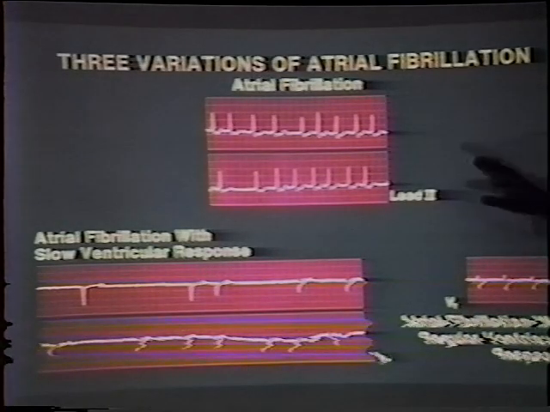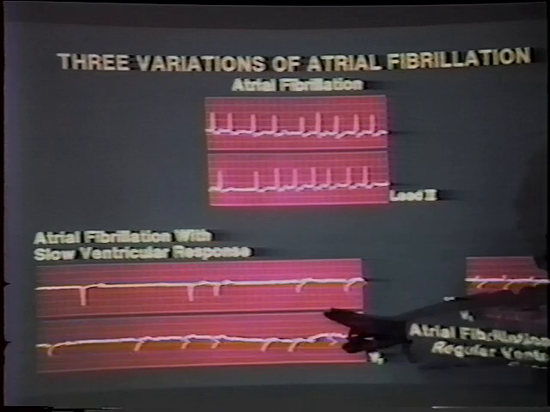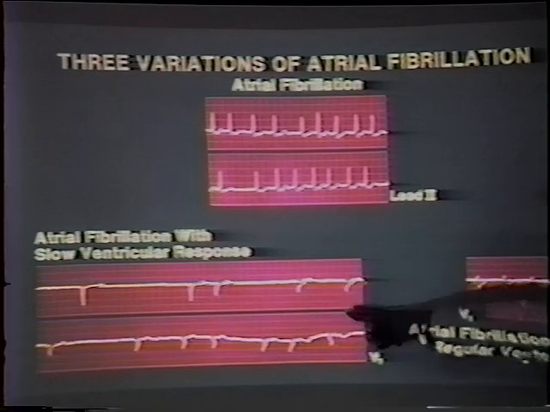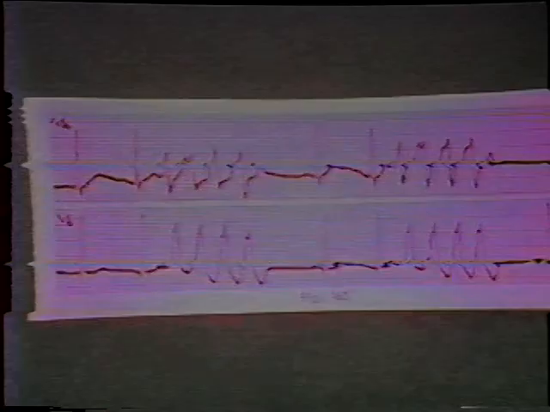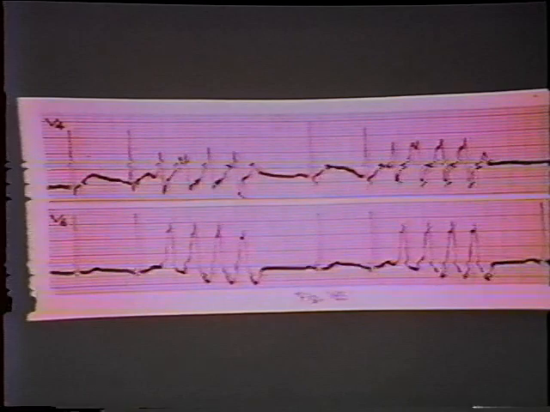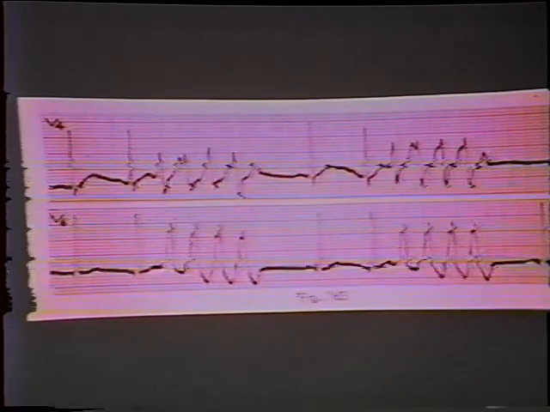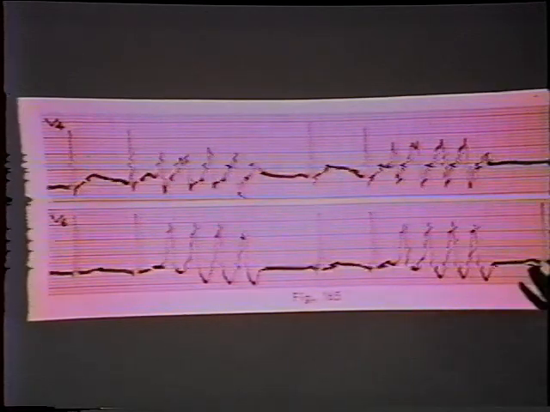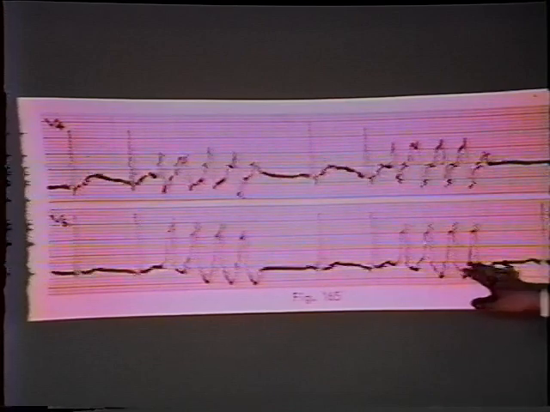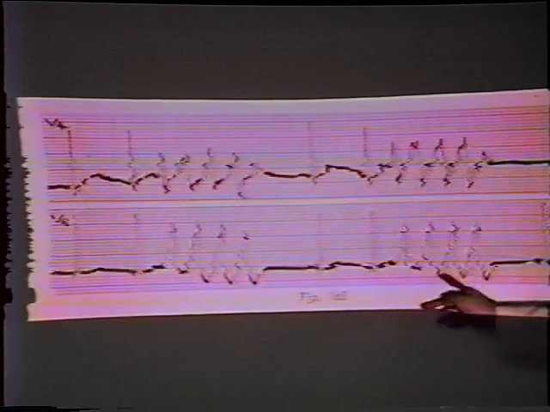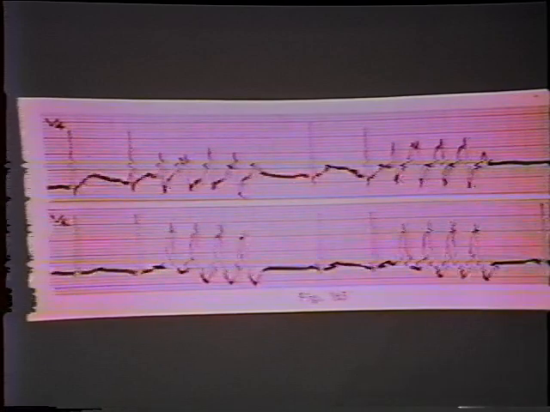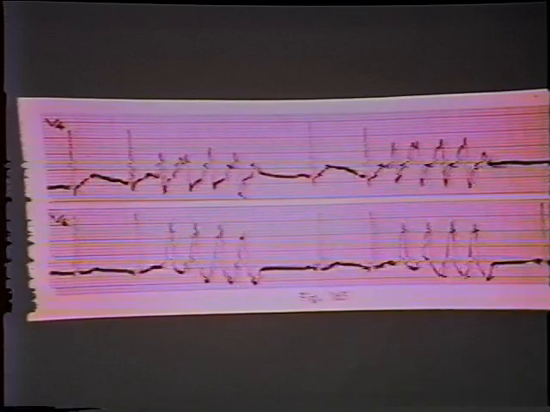Atrial fibrillation, irregularity, slow response, too much DIG on board maybe. Rapid response, needs more DIG. One's too much, one's not enough. Then all of a sudden, if you had aberrancy and you were looking at V6, you're positive in V1 with aberrancy usually, and you're negative in V6. But hey, we're positive in V6. This is VTAC probably. So here's paroxysmal VTAC. That's probably not aberrancy.